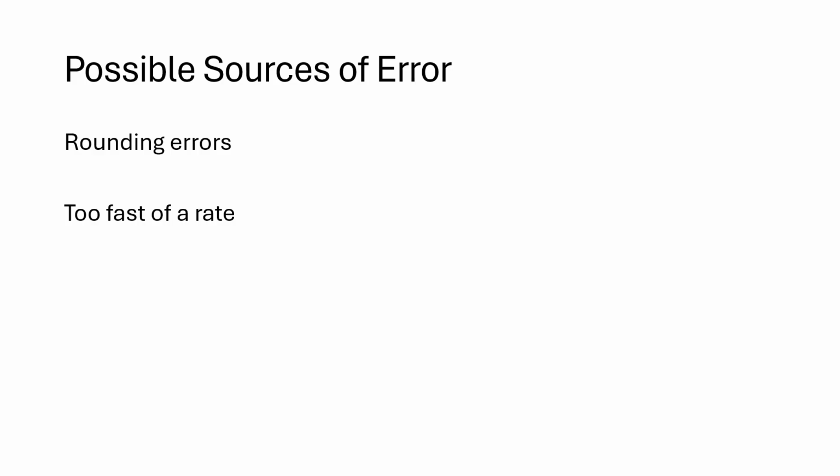Possible sources of error: rounding errors, which made my mass from earlier inaccurate. Too fast of a rate. If you go back, it was very, very fast, and that might lead to some inaccuracies or some issues with the look of my orbit.